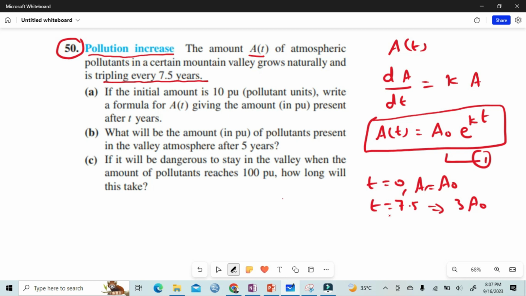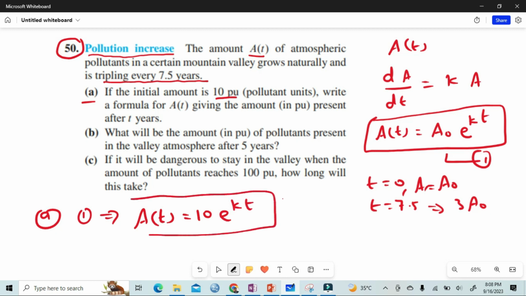Let's see. Now we are going to answer question A. If the initial amount A0 is 10 pu, write the formula for A of t giving the amount in pu present after t years. So this is equation number 1. Equation number 1 will give you A of t, where the initial amount A0 is 10 pollutant units, times e raised to kt. This is what they want. This is the answer for A.